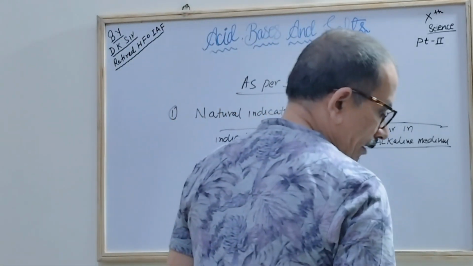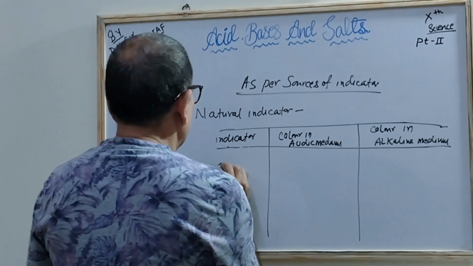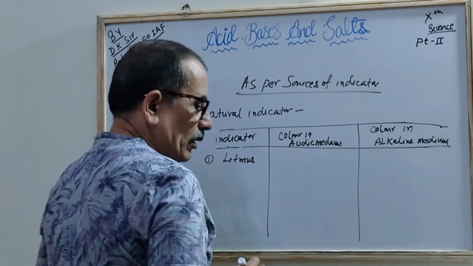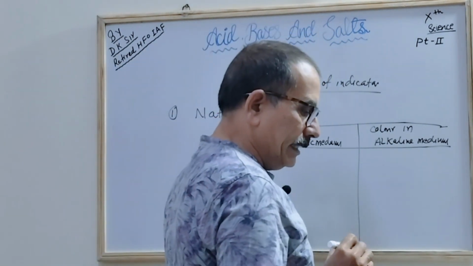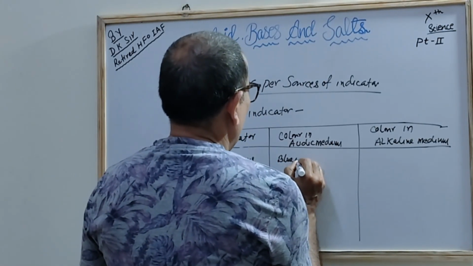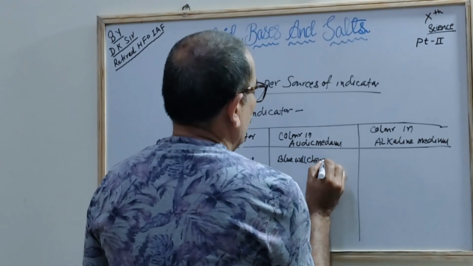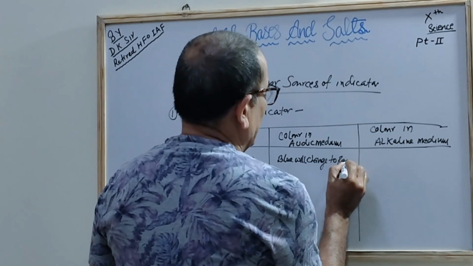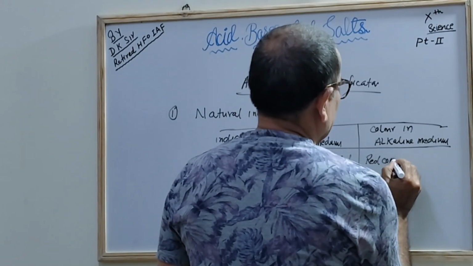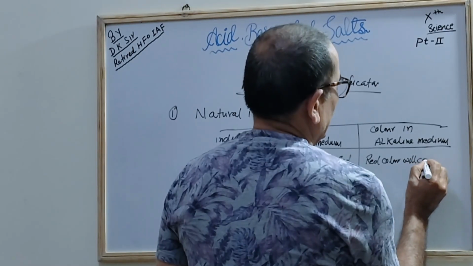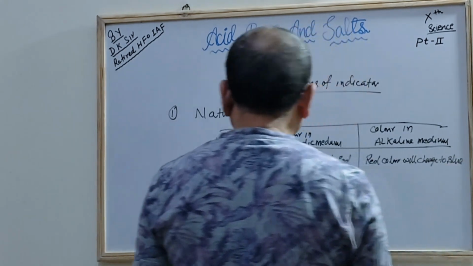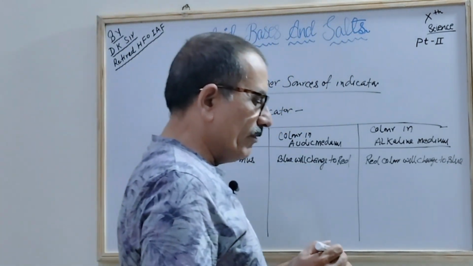Correct? So we are taking the first, which is litmus. What is the first? Litmus. When you put the litmus paper, the color in the acidic medium will change. Blue will change to red. Correct? Red. Here you will find the blue will change into the red color. And the red will change to blue. Understood? This is about litmus. The first natural indicator we saw is litmus.